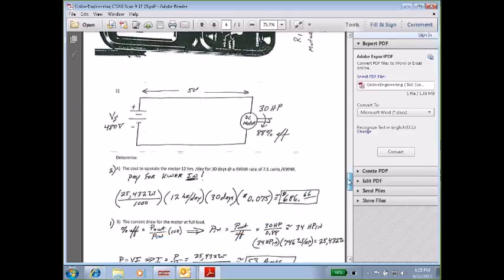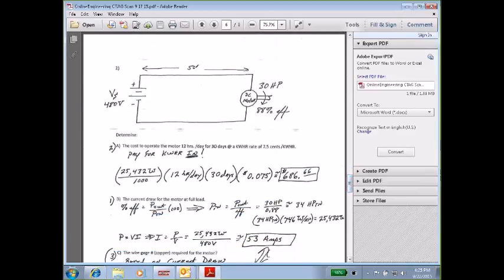Now let's look at the next example that I have here. Now we've got a circuit. We've got a 480 volt source. We've got a DC motor. It's a 30 horsepower motor, 88% efficient. The length of the wire connecting the source to the motor is 50 feet. That's all we know. We want to know the cost to operate the motor for 12 hours per day for 30 days at a kilowatt hour rate of 7.5 cents per kilowatt hour.